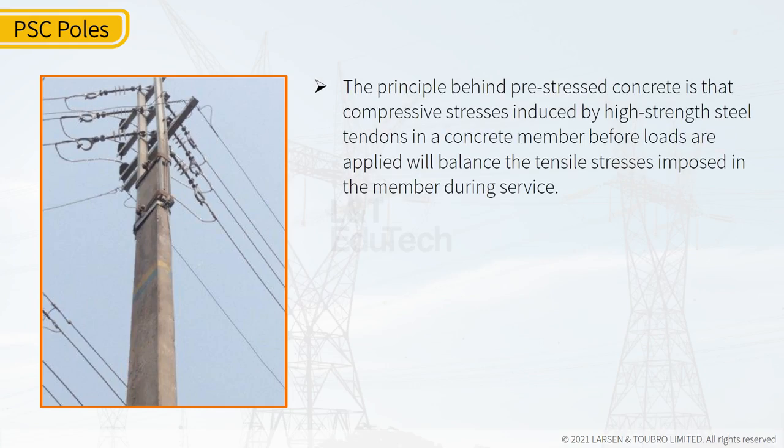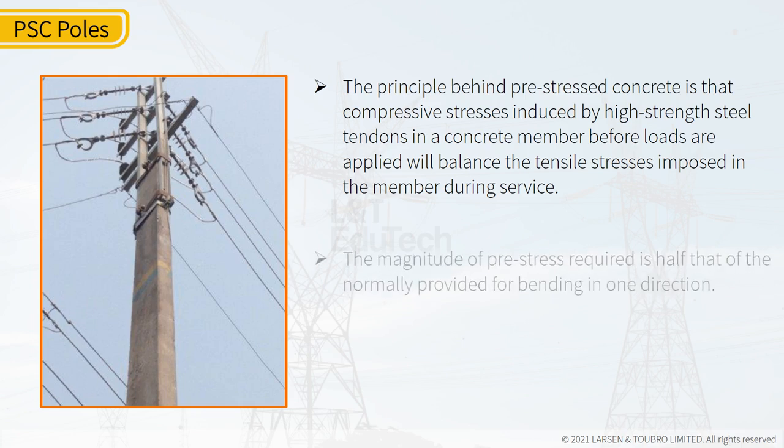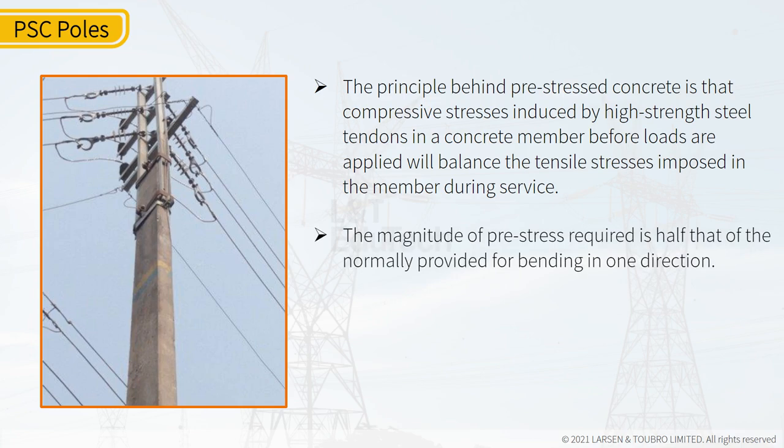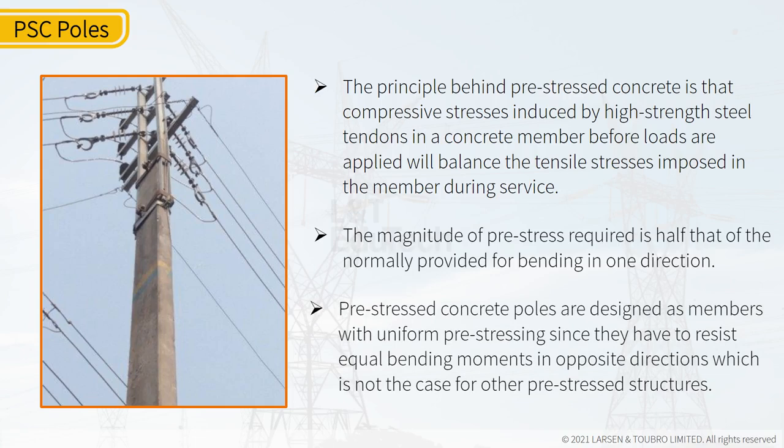The principle behind pre-stressed concrete is that compressive stresses induced by high-strength steel tendons in a concrete member before loads are applied will balance the tensile stresses imposed in the member during service. The magnitude of pre-stress required is half that normally provided for bending in one direction. Pre-stressed concrete poles are designed as members with uniform pre-stressing since they have to resist equal bending moments in opposite directions, which is not the case for other pre-stressed structures.